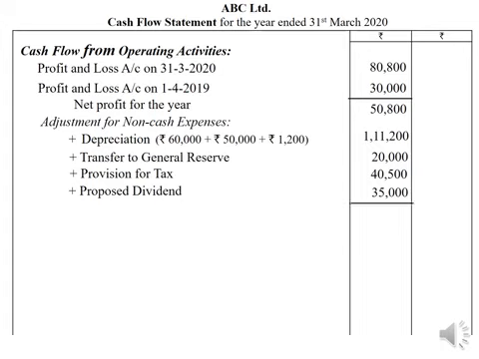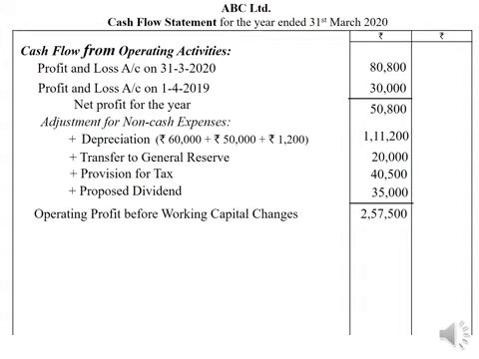So the total of these things comes to 2,57,500, all the positive additions. Therefore, 2,57,500 is the operating profit before working capital changes. Observe, we are doing these adjustments using the indirect method. So next is adjust for changes in current assets and current liabilities.